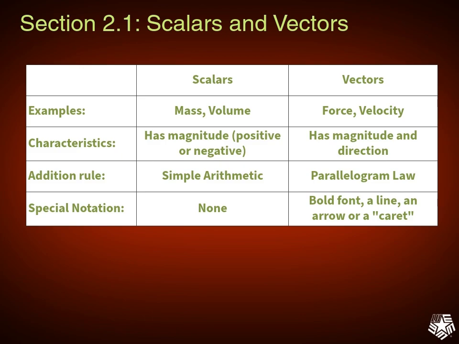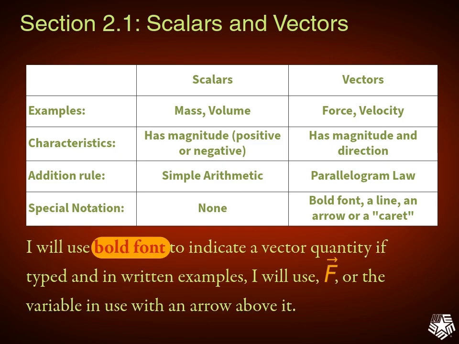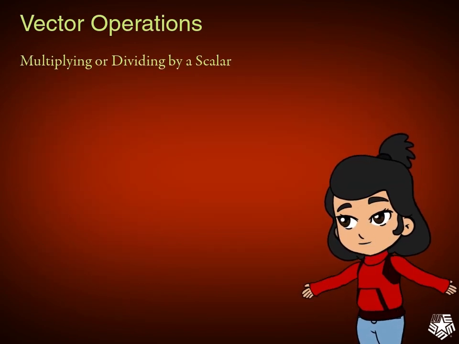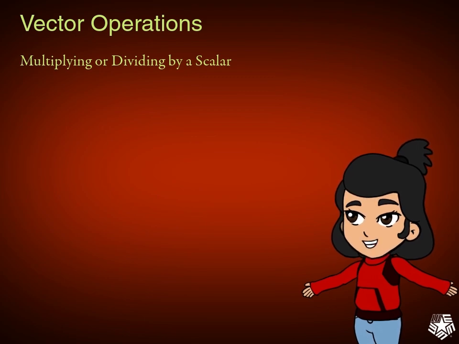Forces are vectors, which means that they are defined by their magnitude and direction, versus scalar quantities such as distance or length. These are only defined by their magnitude. For vector quantities, I will use either bold font or the variable with an arrow over the top. For i, j, k, or unit vectors, I will be using a caret, which is a hat above the i, the j, or the k. Other vector operations include multiplying or dividing by a scalar.